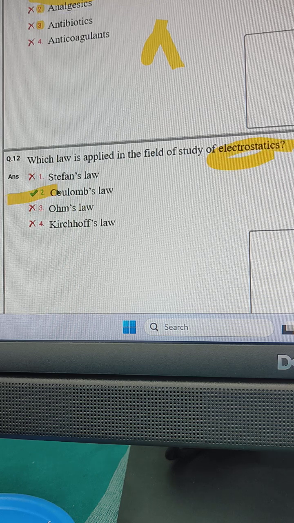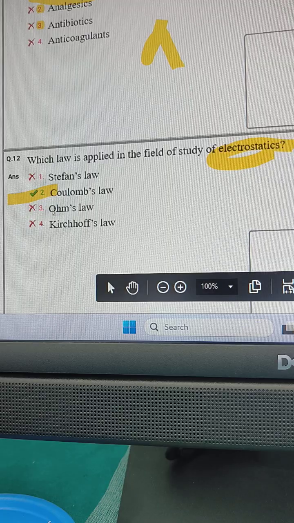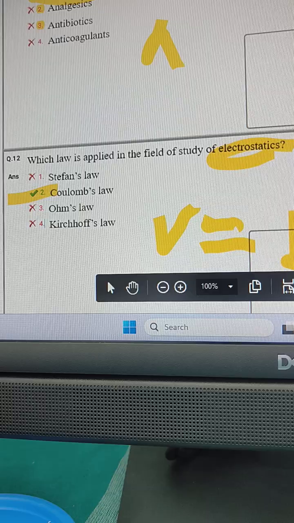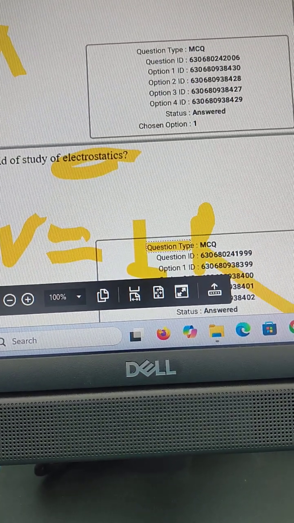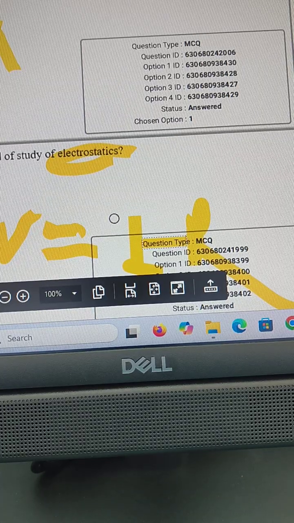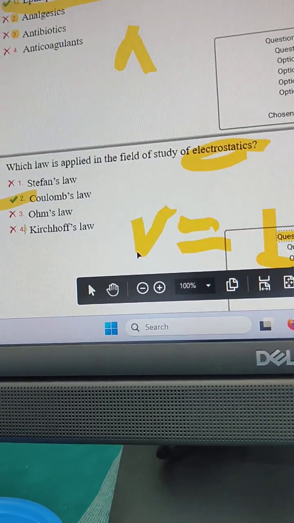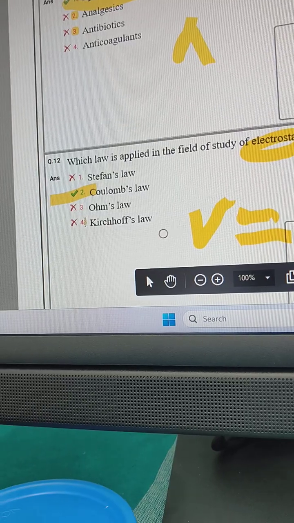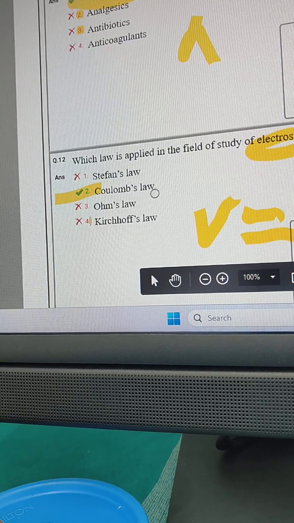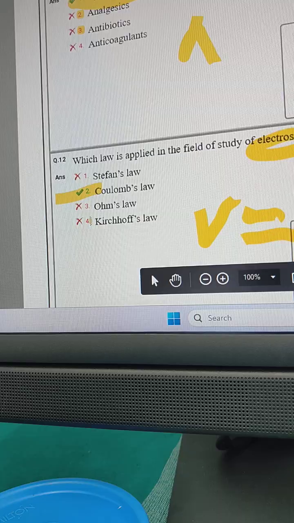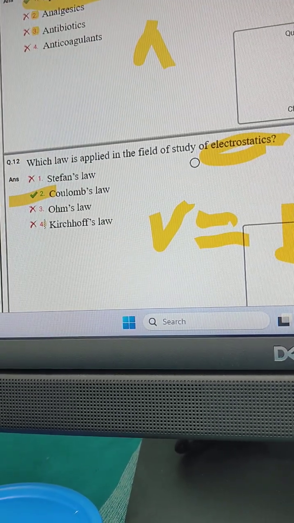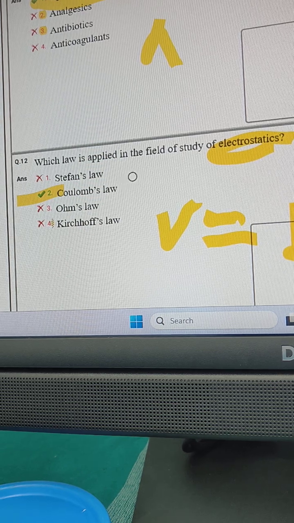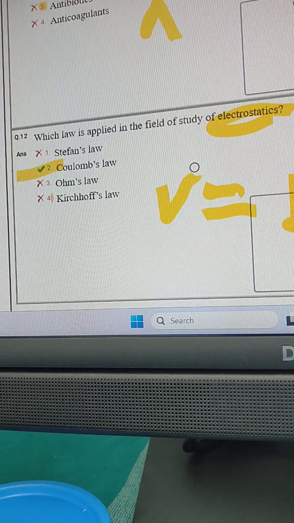Electrostatics is Coulomb's law, everyone knows. And Ohm's law, V equal to IR: I for current, R for resistance, V for voltage. So it is basically a formula. Ohm's law, Coulomb's law is the electrostatic force. So the basic electrostatic law is Coulomb's law, which is related to electricity.